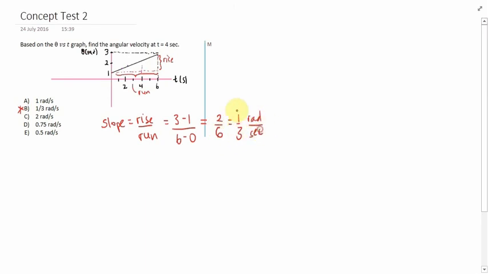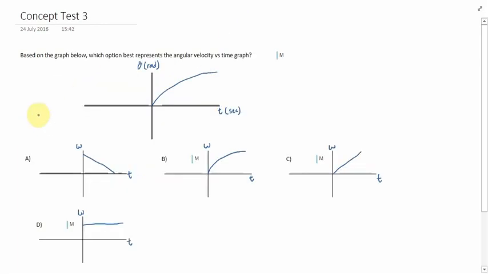radians per second, right? So what was the angular velocity at time equal to 4 seconds? Well, it's the same all the way throughout. So angular velocity at time equal to 4 seconds is 1/3 of a radian per second. Okay, and that should be your answer. Let's try this third one. Based on the graph below, which option best represents the angular velocity versus time graph?